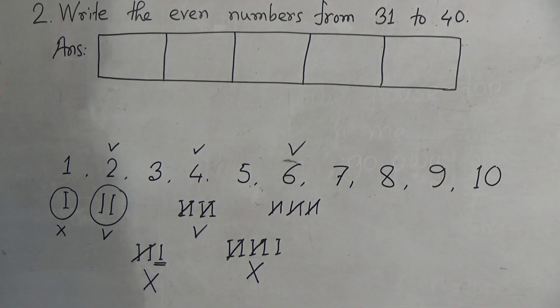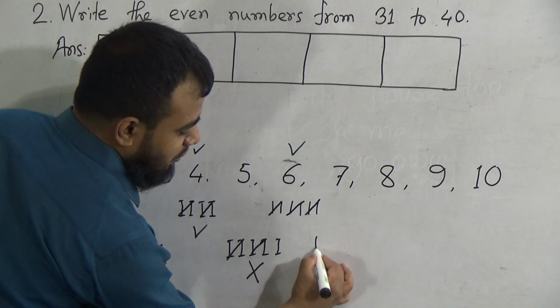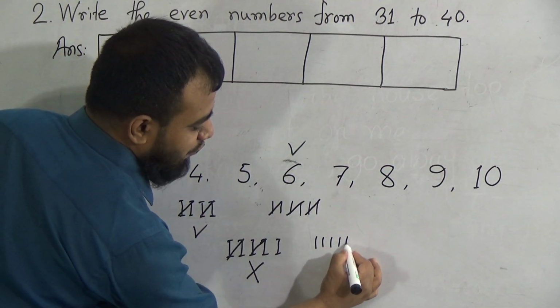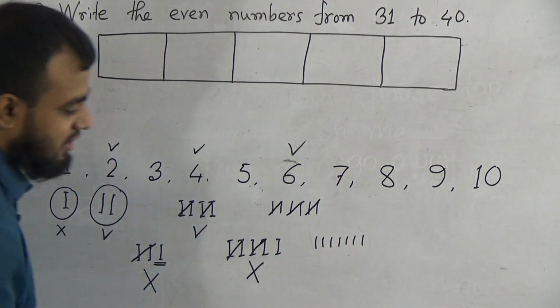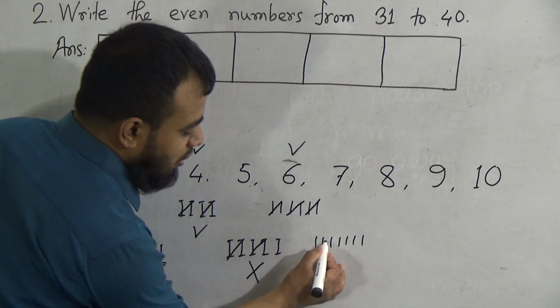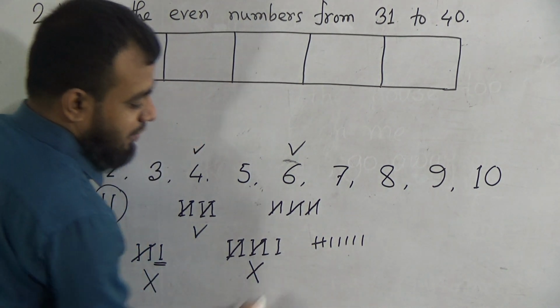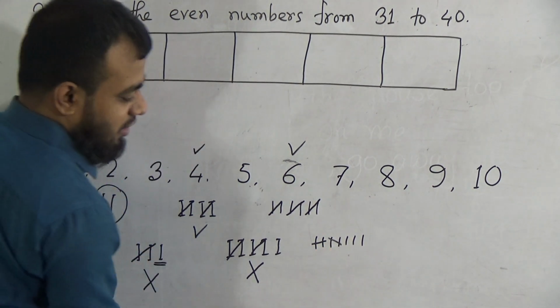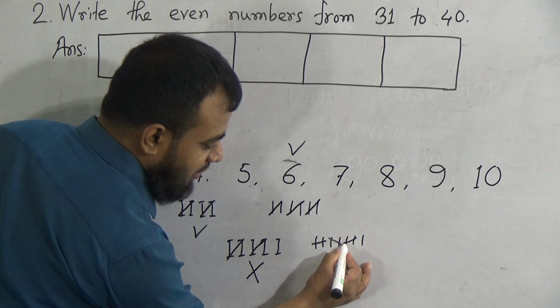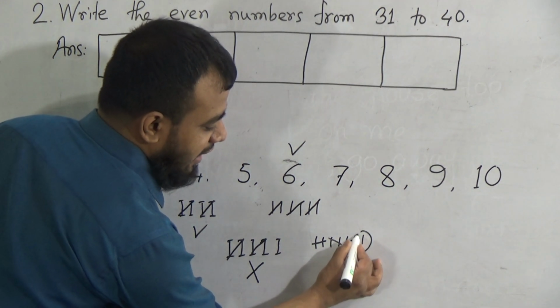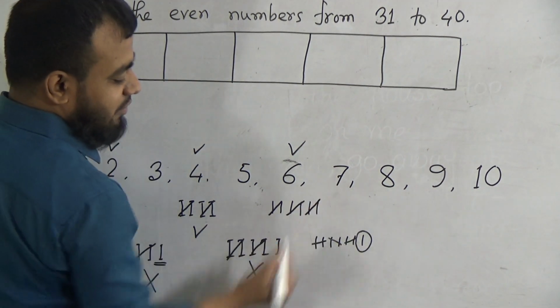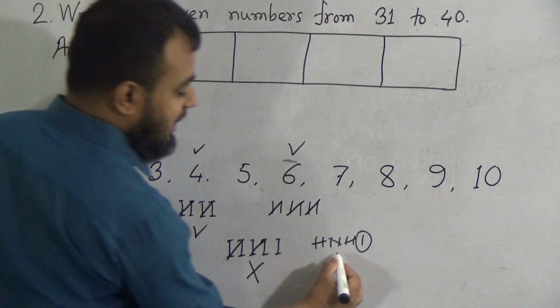Now my dear students, we will test 7. 1, 2, 3, 4, 5, 6, 7. This is 7 sticks. Now can 7 make a pair? Look, these 2 sticks can make a pair, these 2 sticks also can make a pair, and these 2 sticks also can make a pair, but this 1 is remaining alone. That is why 7 can't make a pair. That is why 7 is not an even number.